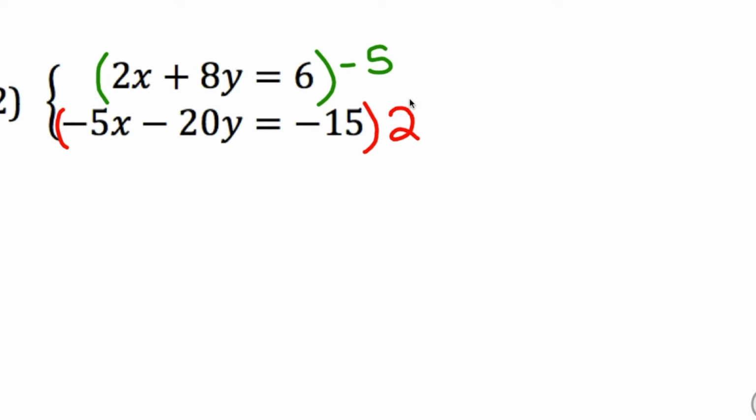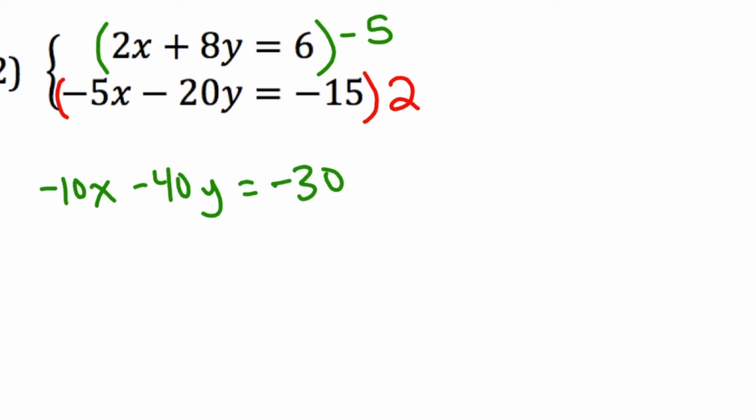So let's multiply these and see what we get. Negative 5 times 2x is negative 10x. Negative 5 times 8 is negative 40y equals negative 5 times 6 is negative 30. Now multiply the bottom equation by 2. 2 times negative 5 is negative 10x. 2 times negative 20 is negative 40y equals 2 times negative 15 is negative 30.